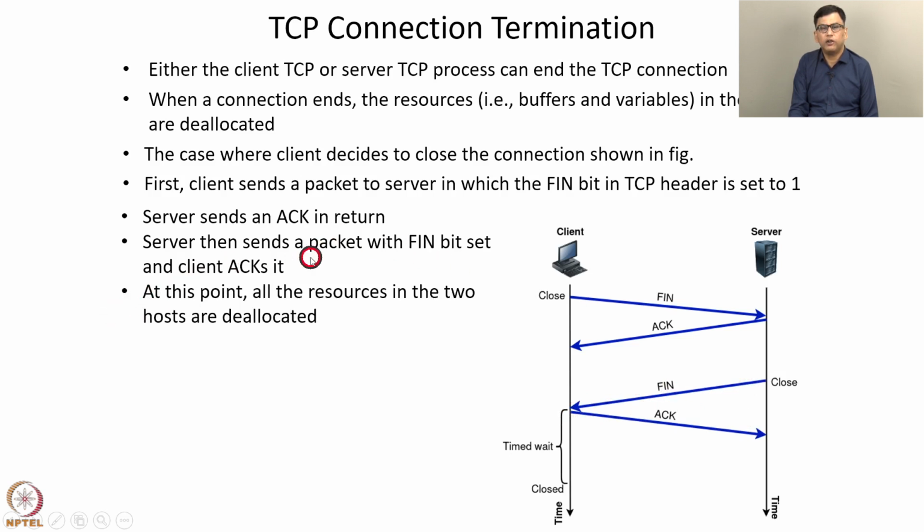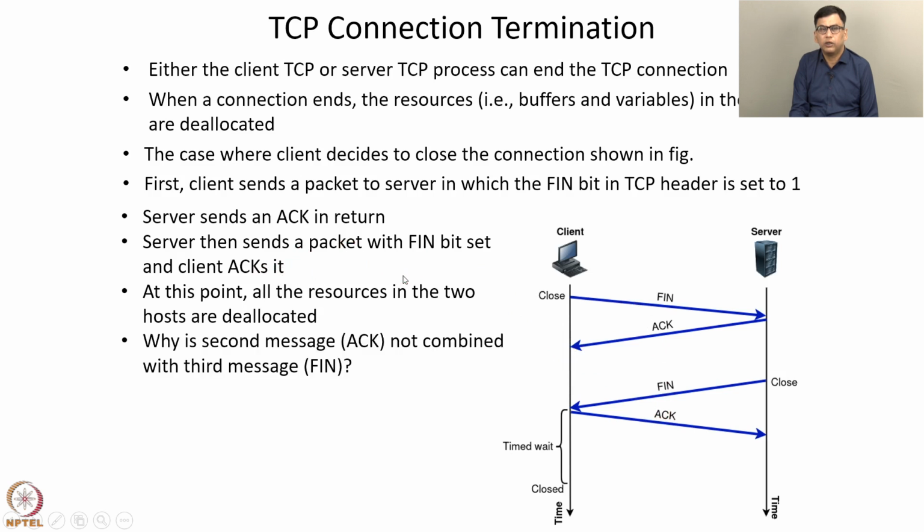So at this point, all the resources in the two hosts are deallocated. Once the FIN and ACK exchanges have taken place, then the resources in the two hosts are deallocated. Now a question is, why is the second message, namely the acknowledgement, not combined with the third message, FIN? If we combine this packet and this packet, then the overhead will reduce slightly. The server will just need to send one packet instead of 2 packets. So why is that not done?